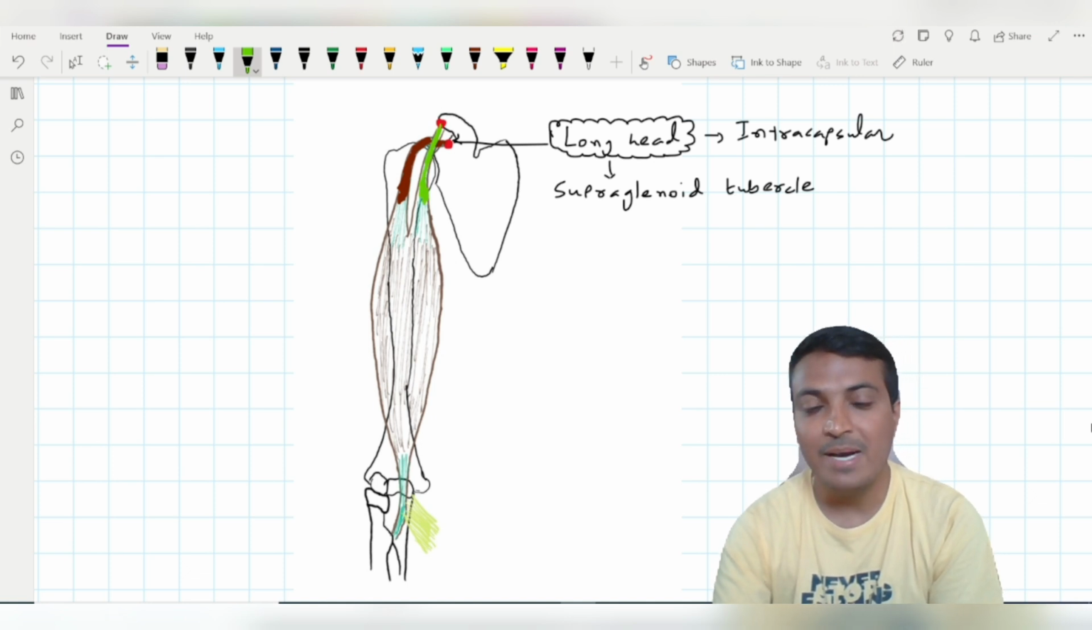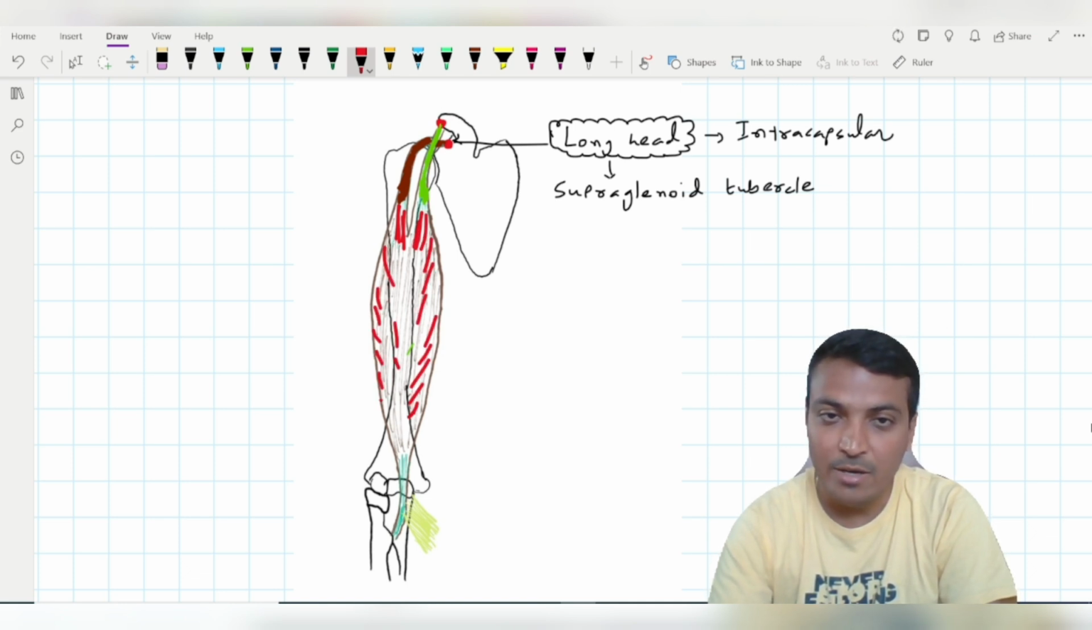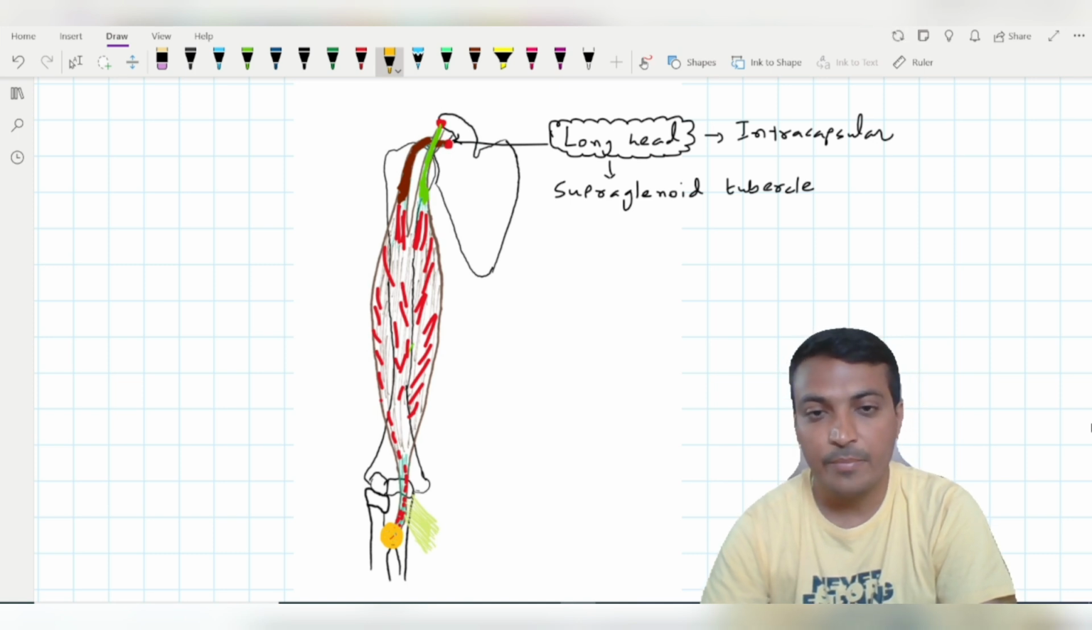The short head of the biceps brachii is situated a little medial to the long head. And both the heads are going to fuse with each other at the distal part of the arm and form a tendon for the insertion at the radial tuberosity. So this is the area where the muscle is going to insert. Here this is the area, and this one is the radial tuberosity.